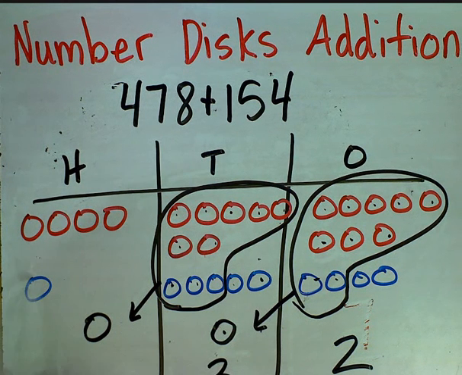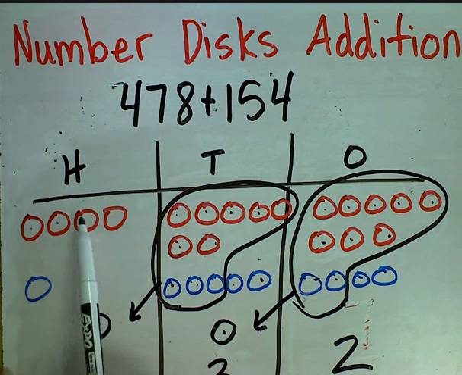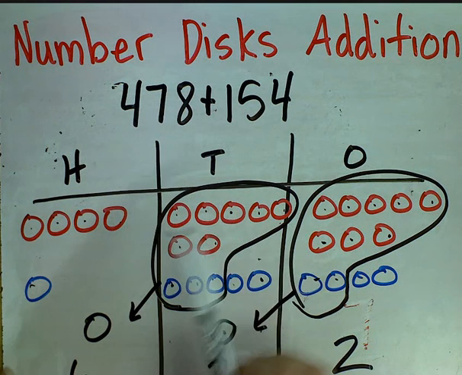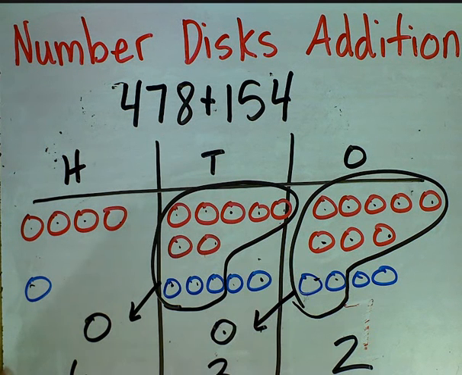And now I'll add up my hundreds. 1, 2, 3, 4, 5, 6. 6 hundreds. So my answer for 478 plus 154 is 632. That's a way that students can use number discs to solve addition problems.